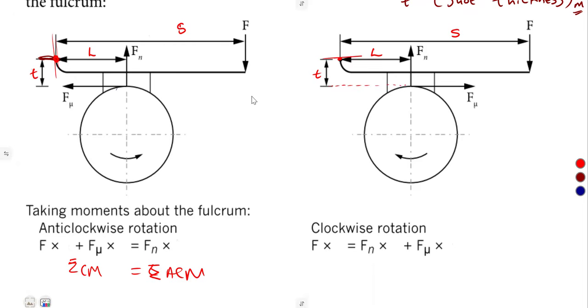So for the clockwise, we are going to have F. It is going clockwise back to the fulcrum. That's the distance S covered. Plus the frictional force is going to be taken, but you multiply it by the thickness. So it is actually this force times distance.